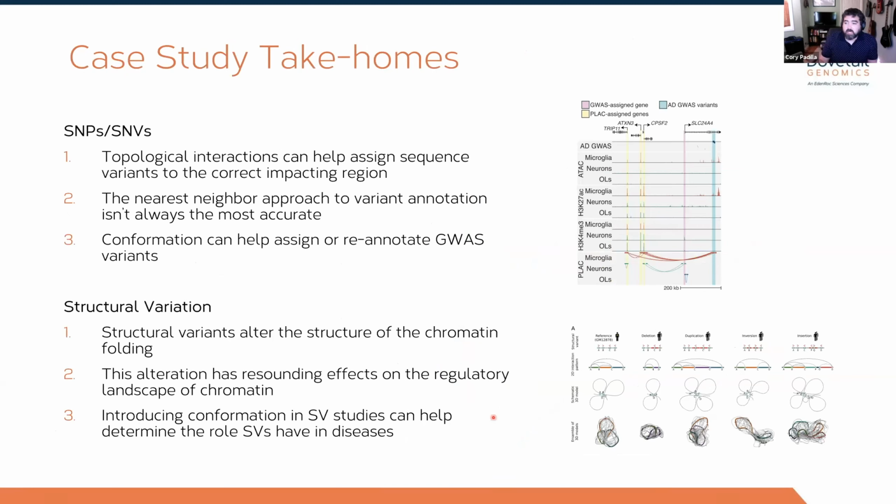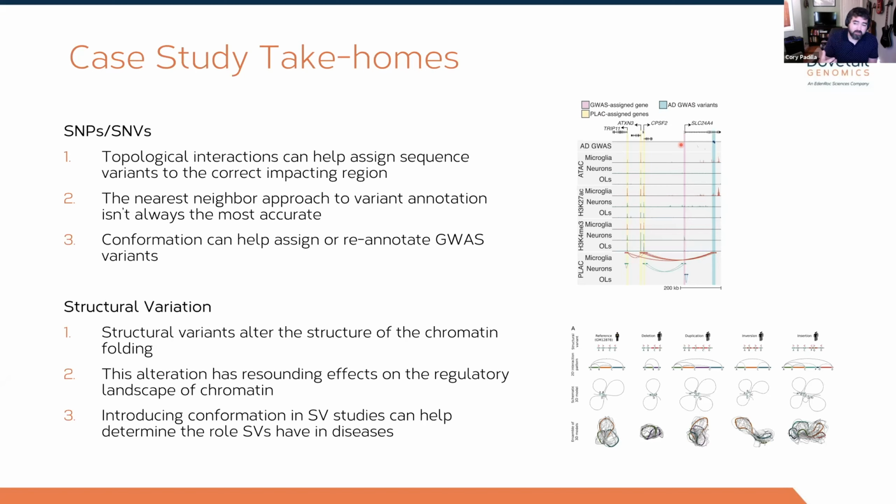So just a few take-homes. I dropped these in as we were going through, but for the first case study, topological interactions, that interactome data type can really help us assign these variants to their gene of function, and that nearest neighbor approach might not actually be that informative, right? To assigning what gene is being impacted by what variant. And really that confirmation signal, that interactome data, can be helpful in reassigning SNPs in GWAS data.